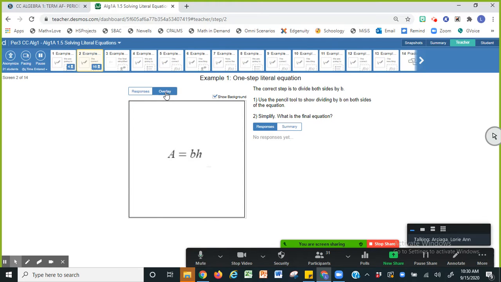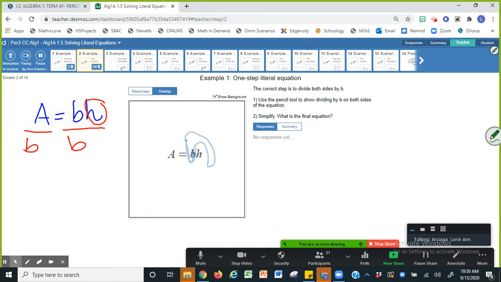All right. So the correct step is to divide both sides by b, right? So now what are we going to do next? We're going to simplify and write the final equation. How are we going to do that? I'm going to model that here on the left-hand side. Our beginning equation is A is equal to BH. We said that we're going to get the H by itself. So that means we have to get rid of the B by doing the reverse operation of multiply, which is divide. So whatever we do to the right, you have to do to the left.